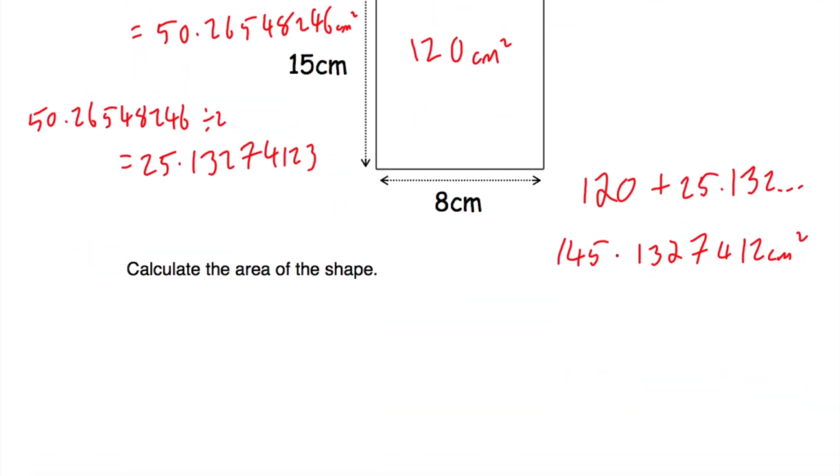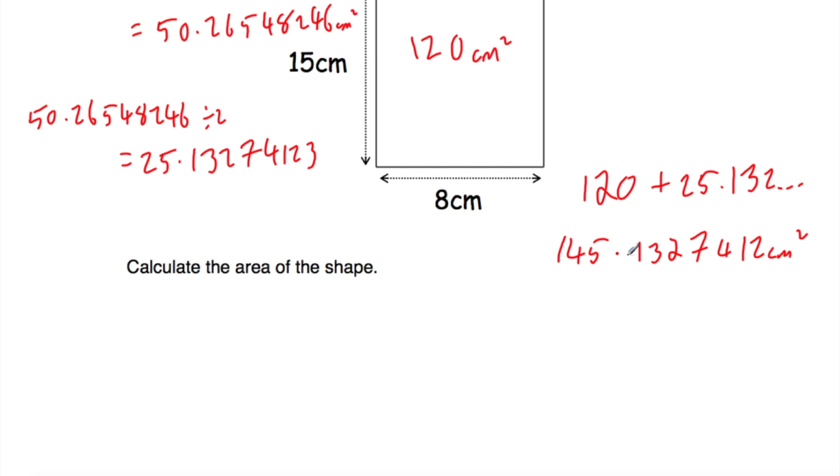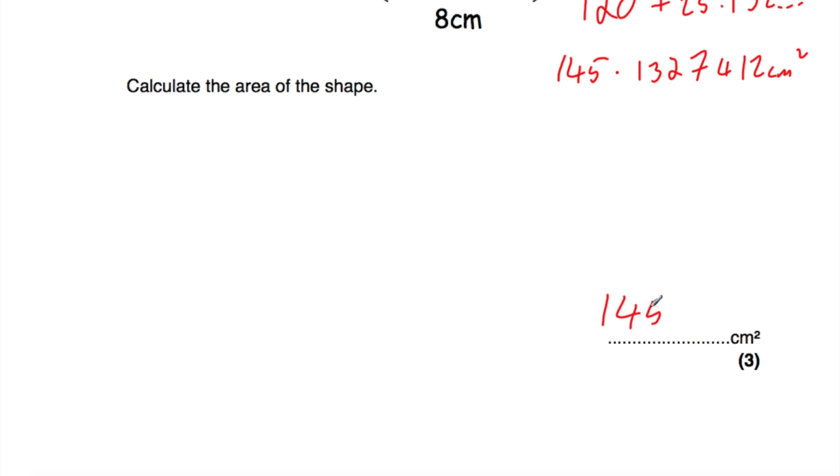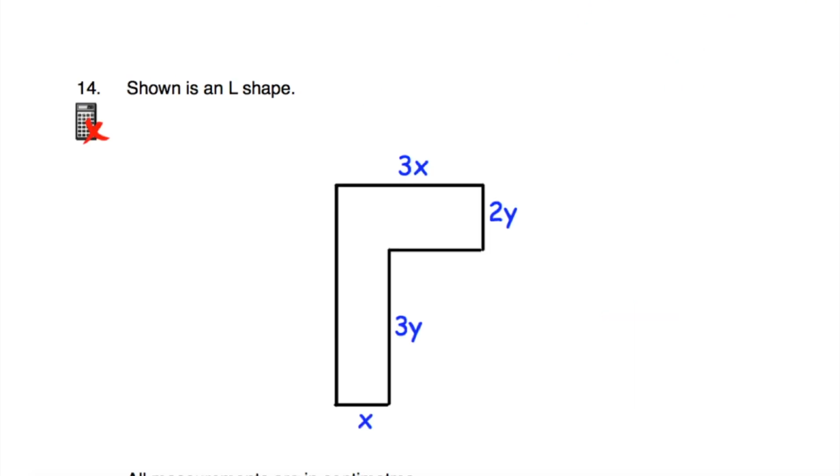going to round it to 2 decimal places. So that'll be 145.13, and that's it. So 145.13 centimeters squared, and that's it. That's the area of that shape. Okay, let's look at our next question.